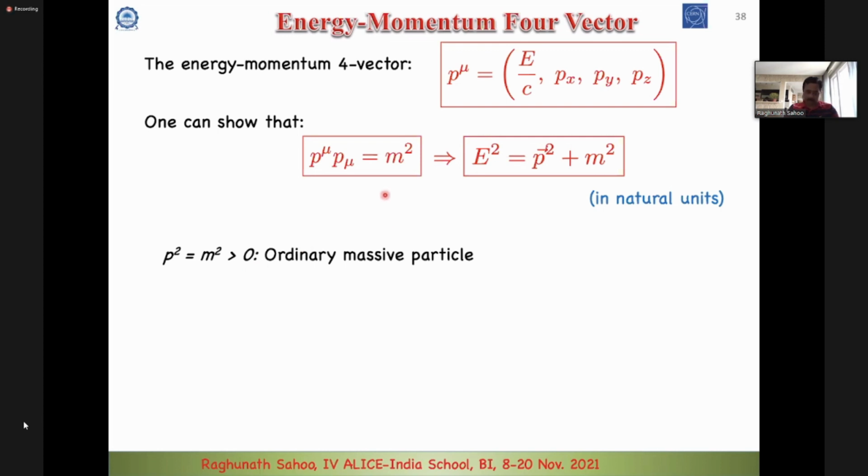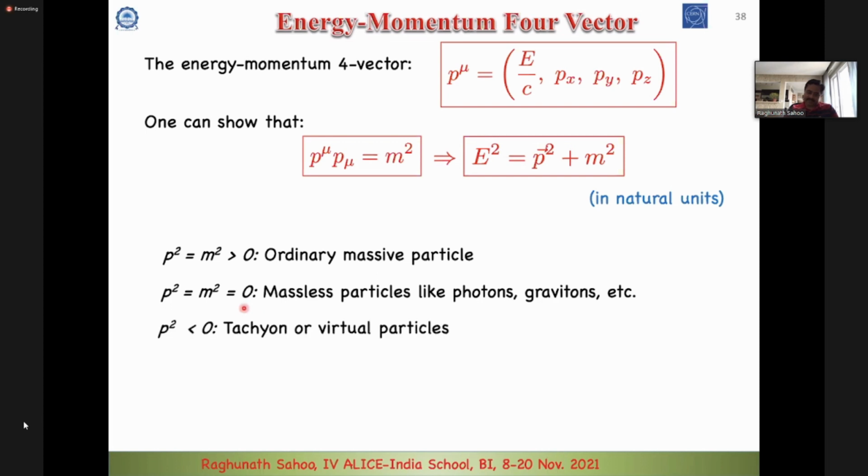This could be greater than 0, because you can write it as temporal square minus spatial square. This is the case where the temporal square is higher than the spatial square. This corresponds to ordinary massive particles with mass greater than 0. It might also happen that P square is equal to M square equal to 0. Then this corresponds to massless particles like photons, gravitons, etc.